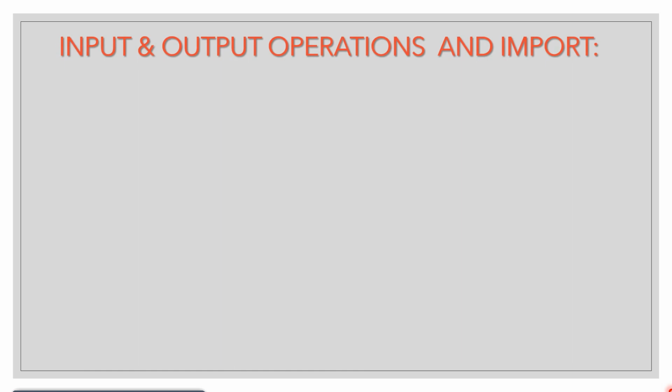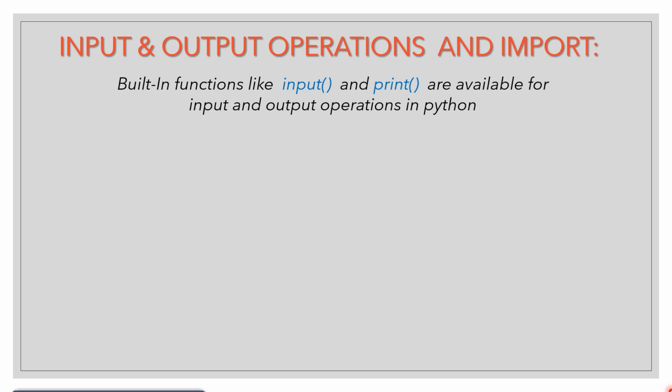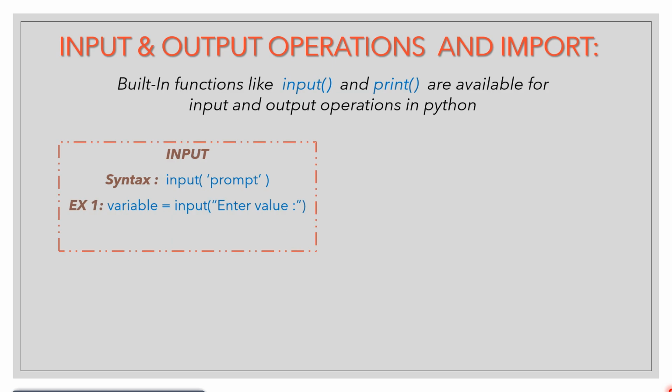Now, let's see input and output operations and an import statement in programming languages. Built-in functions like input and print are available for the input and output operations in Python. So, input. The syntax for the input function is input and a prompt message within quotation marks. Let's see an example for this. So variable name is equal to input, and inside the quotation marks, enter value. This is the syntax for the input function in Python.